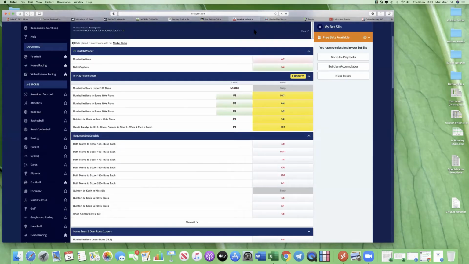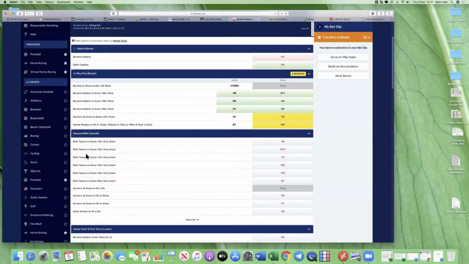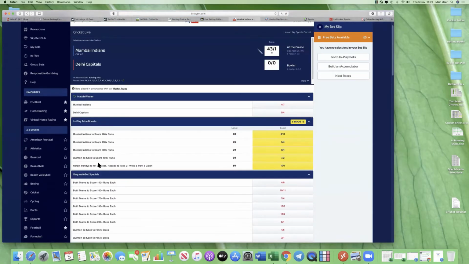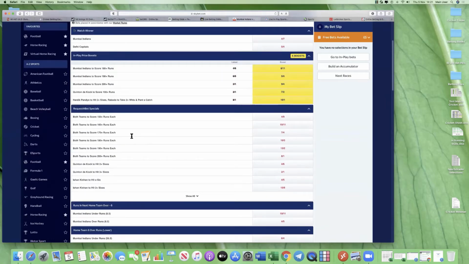So that's because looking at this Sky Bet here. Can you see that there? They've got both teams to score. Now, this is obviously factored into Mumbai to score 160 in the first place, but they're saying that both teams to score 160 or more is 10 to 11.